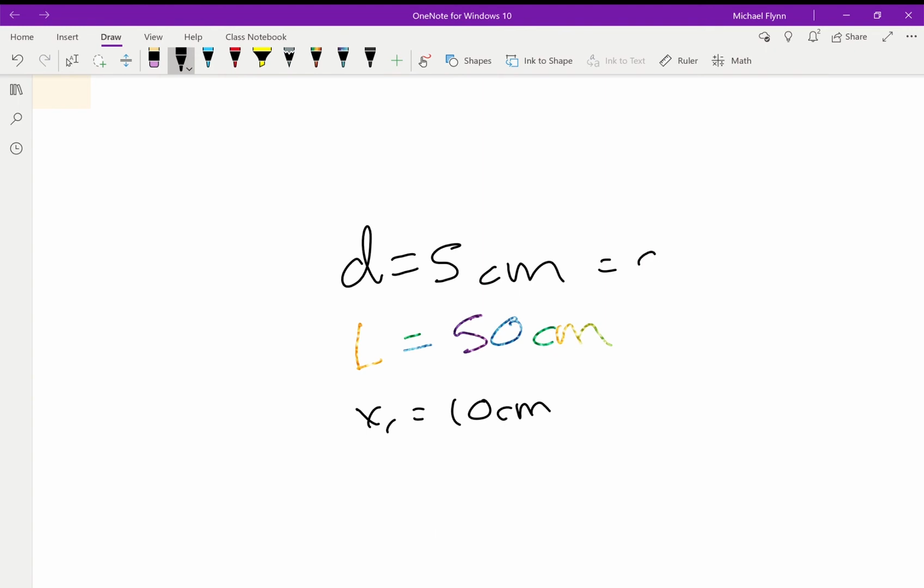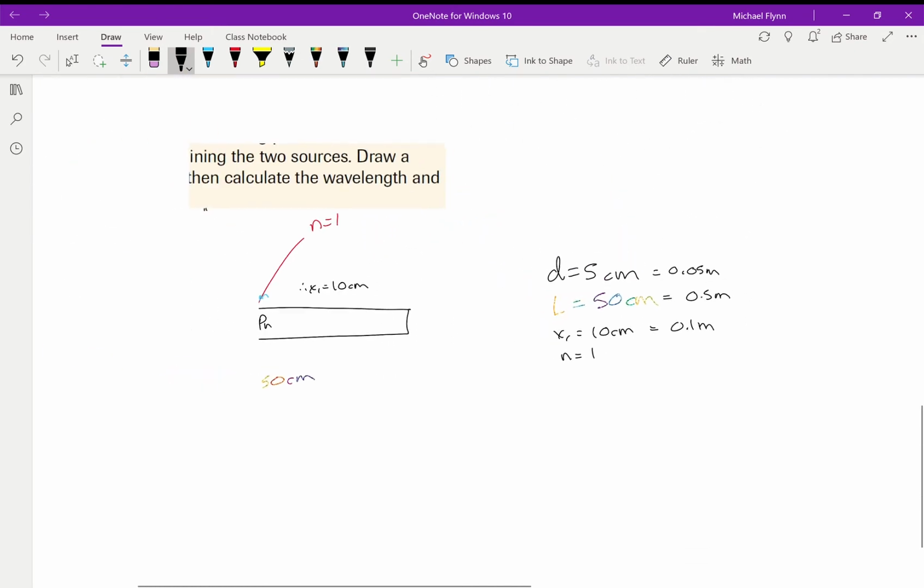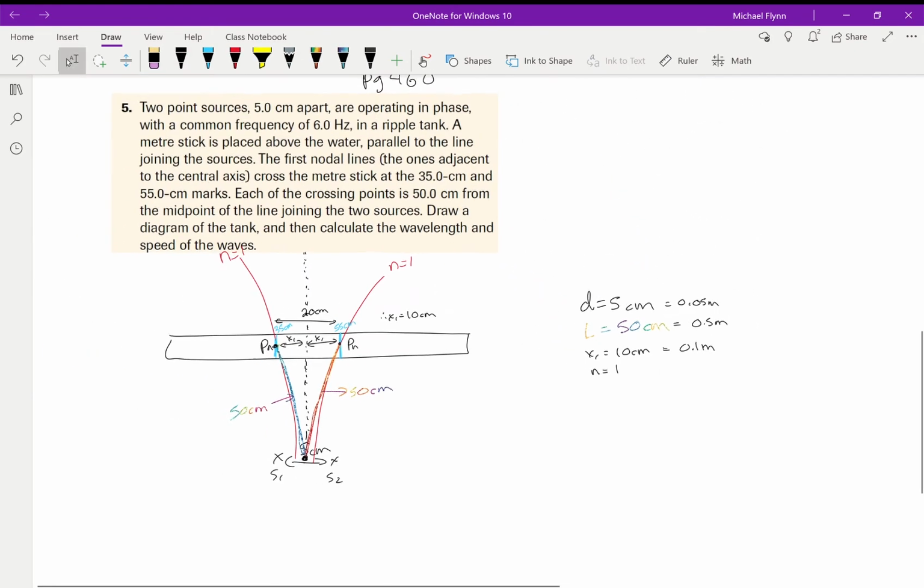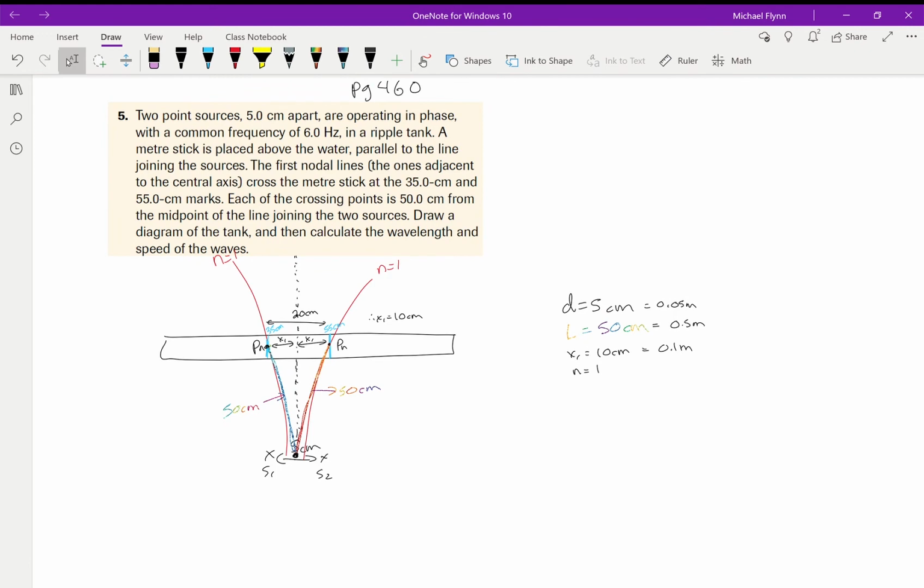So this one's going to be 0.05 meters. This one's going to be 0.5 meters. And that one is going to be 0.1 meters. And of course, n is 1. And what the question is asking for is we draw a diagram. So we did that. And then it says, then calculate the wavelength and speed of the waves.